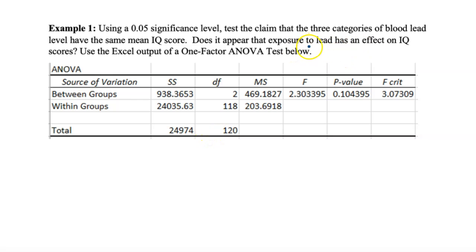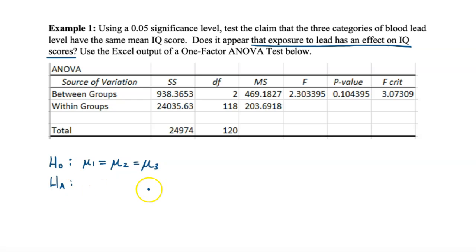And so we are testing this claim that exposure to lead has an effect on IQ scores. So let's set up our null and our alternative hypothesis. And we know that our null hypothesis is the statement of equality. Because we have three different categories, I'll say that the mean of sample 1 or category 1 is the same as the mean of category 2, which is the same as the mean of category 3.